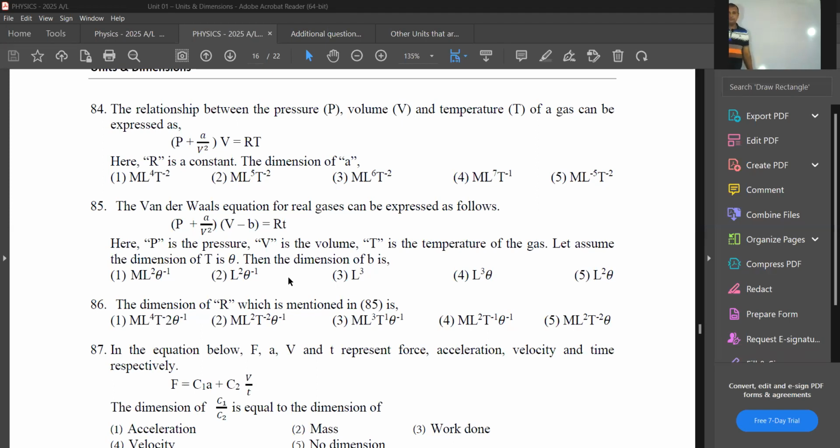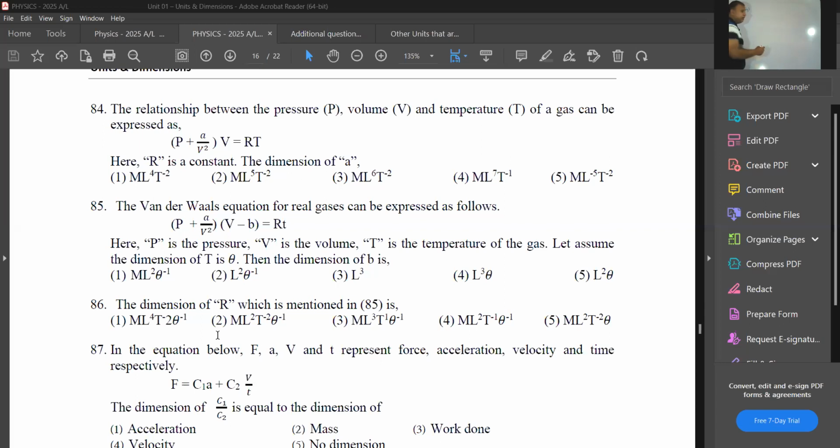Second one. Very good. Okay. Question number 84. Same argument which you have done in the earlier question, no? Here, we are asked to find the dimension of A. In the previous question we found the unit of A, no?